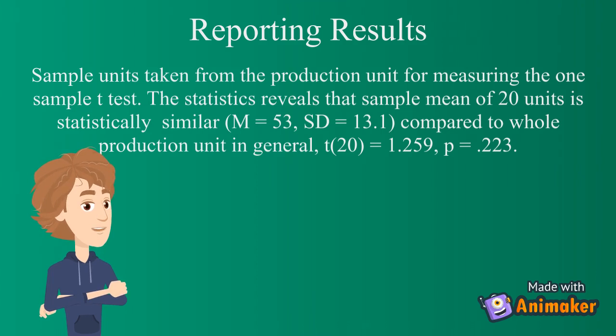The statistics reveal that the sample mean of 20 units is statistically similar, M equals 53, SD equals 13.1, compared to the whole production unit in general.